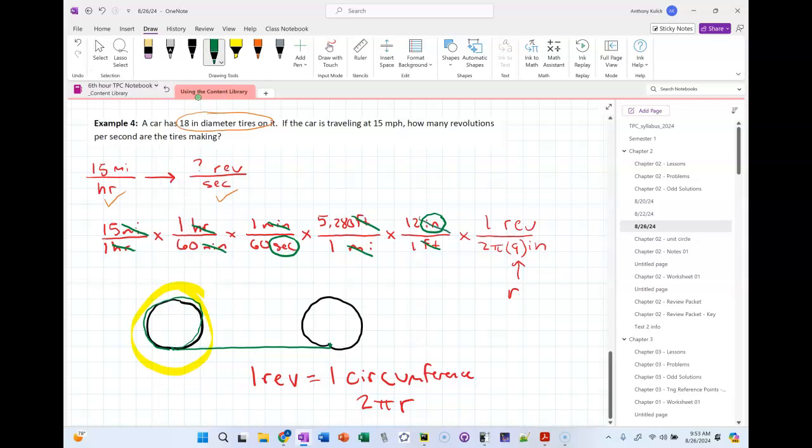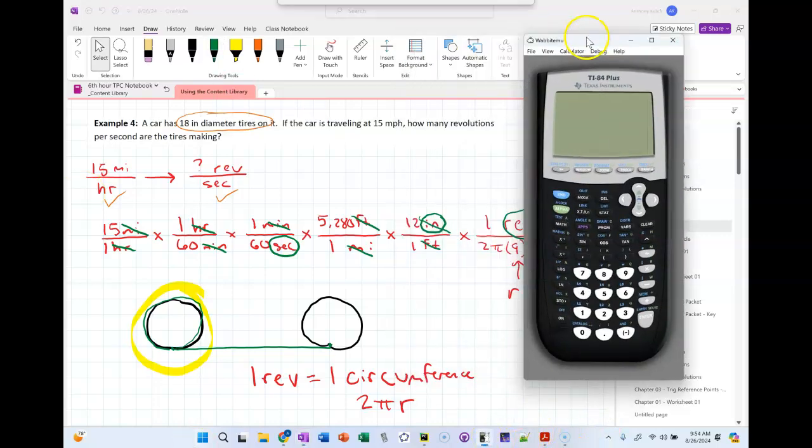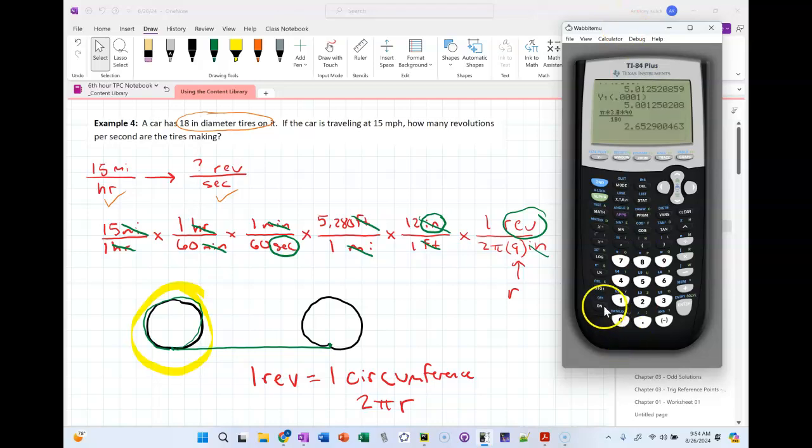Now if we look, I know I'm going to be in revolutions per second. And I'm done. I just have to multiply this out. Is everybody cool with the plan? Okay. I'm going to fire up my calculator. I'm going to get that horizontal fraction bar. What do I press to get that horizontal fraction bar again? Alpha y equals. And then we'll just pick the first option.